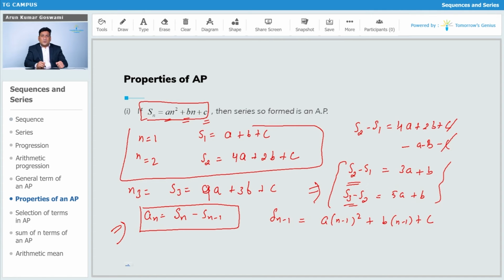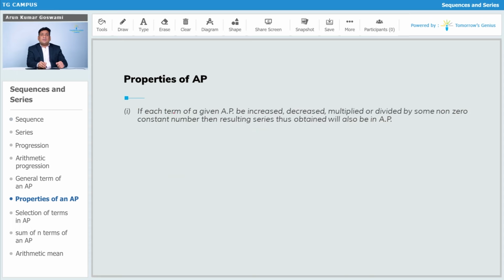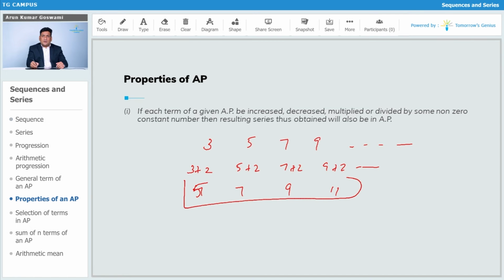Okay, so next one is, if each term of an AP is increased, decreased, multiplied or divided by some non-zero constant number. Let us suppose I have the AP 3, 5, 7, 9 and so on. Whether I multiply by 2, divide by 2, or add 2, the resulting series will be an AP only. If I add 2 here, 3 plus 2, 5 plus 2, 7 plus 2, 9 plus 2 and so on, you can see that I'm getting 5, 7, 9 and 11. So I'm getting an AP only.